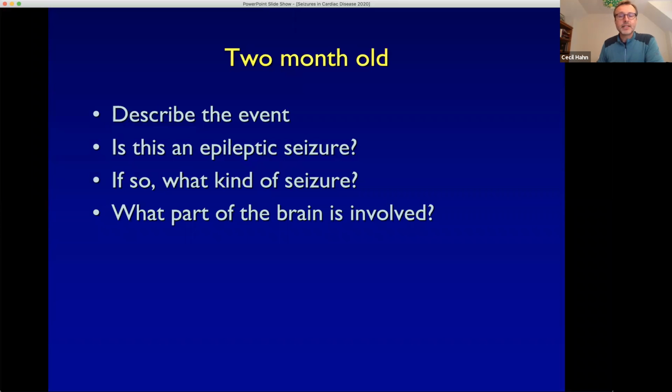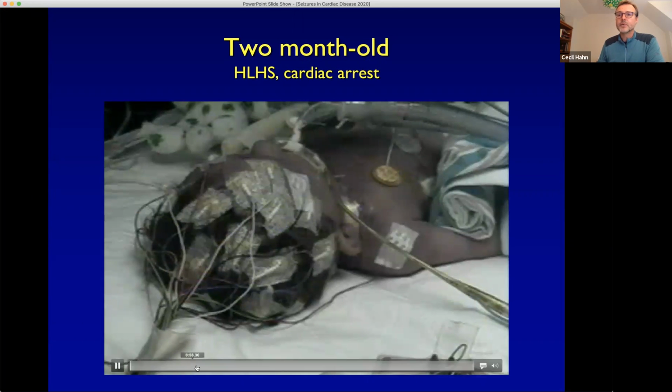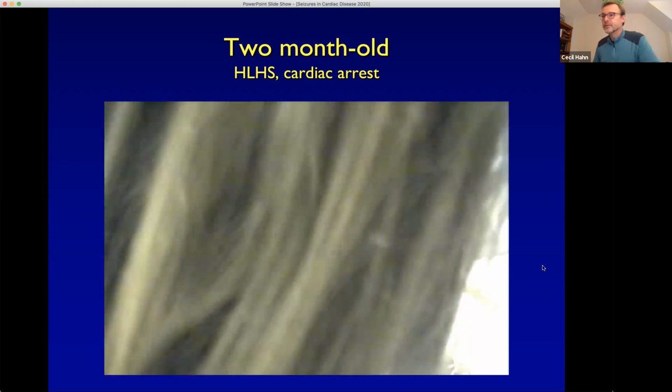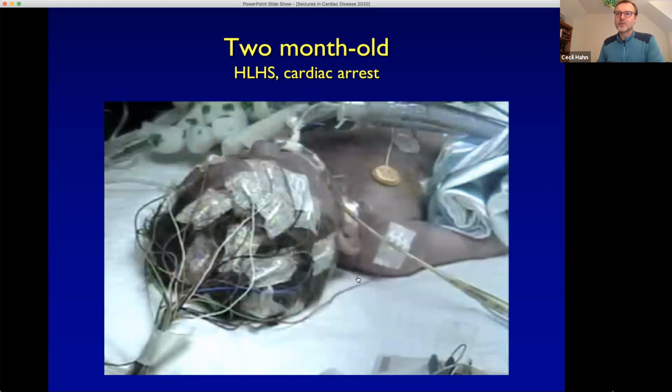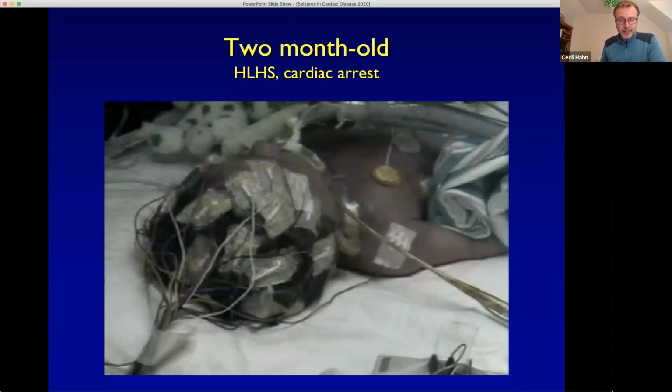So let's look at the last example here, a 2-month-old. Just describe the event again. Is it a seizure? If so, what kind? You'll remember the video. I'm going to fast forward a little bit so you can see the characteristic. The head moves out of the way. You'll see the characteristic rhythmic jerking again of the right shoulder. I would describe this again as a clonic movement. So a rhythmic jerking of one particular body part, in this case, the right shoulder.